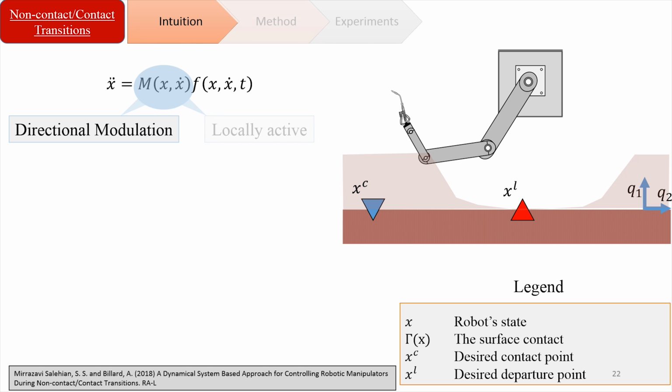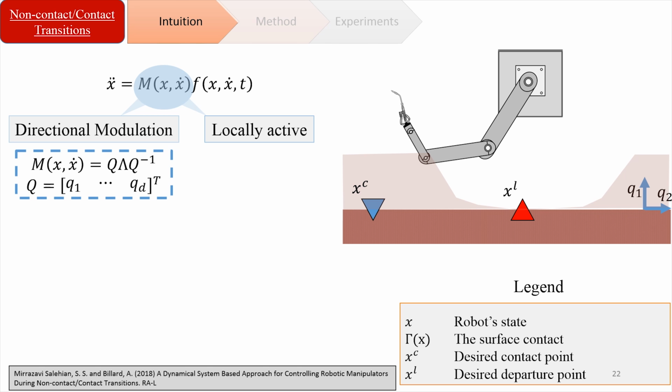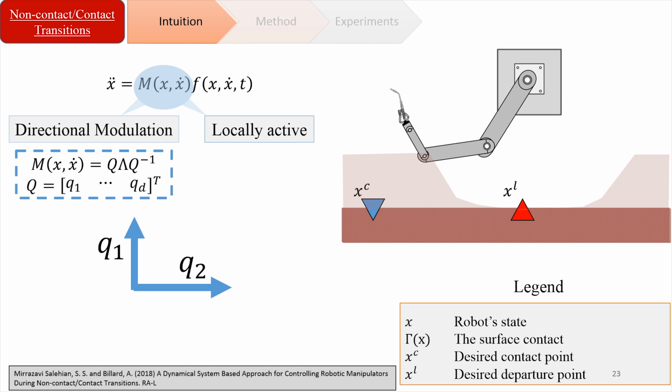So how do we do this? We define the modulation function just like what we have seen before, and we define our dynamical system in second order because we want to control the velocity of the robot. This modulation function should have two different properties. We should be able to directionally modulate the motion of the robot, which means that we define the M function with two directions normal to each other, Q1 and Q2, for example. Q1 is going to be the normal of the surface, and Q2 in this example is going to be tangential to the surface.